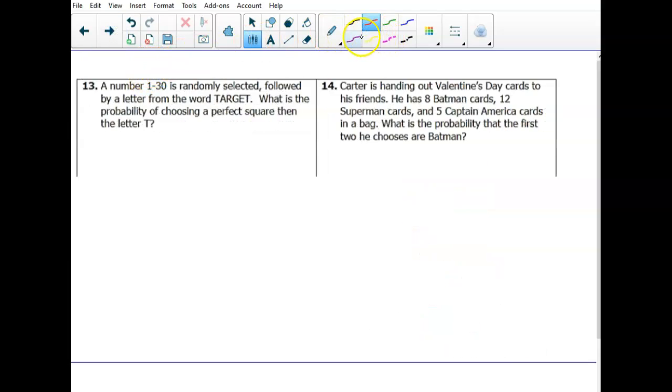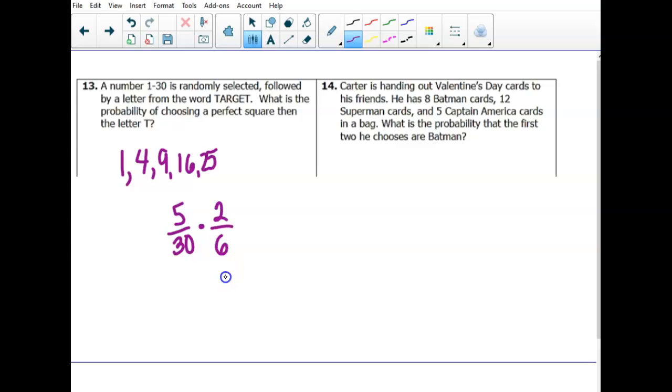All right, number 13 says a number 1 through 30 is randomly selected, followed by a letter from the word target. What is the probability of choosing a perfect square, and then the letter T? These are independent, so you just multiply. How many perfect squares are there between 1 and 30? 2 times 2 is 4, 3 times 3 is 9, 4 times 4 is 16, 5 times 5 is 25. Is that all the perfect squares before 30? Oh, 1? I guess 1 is a perfect square. So 5 out of 30 to be chosen for a perfect square. And how many T's out of this word? Probability of choosing a T would be 2 out of 6, okay? And this will reduce to 1/18th, I think.